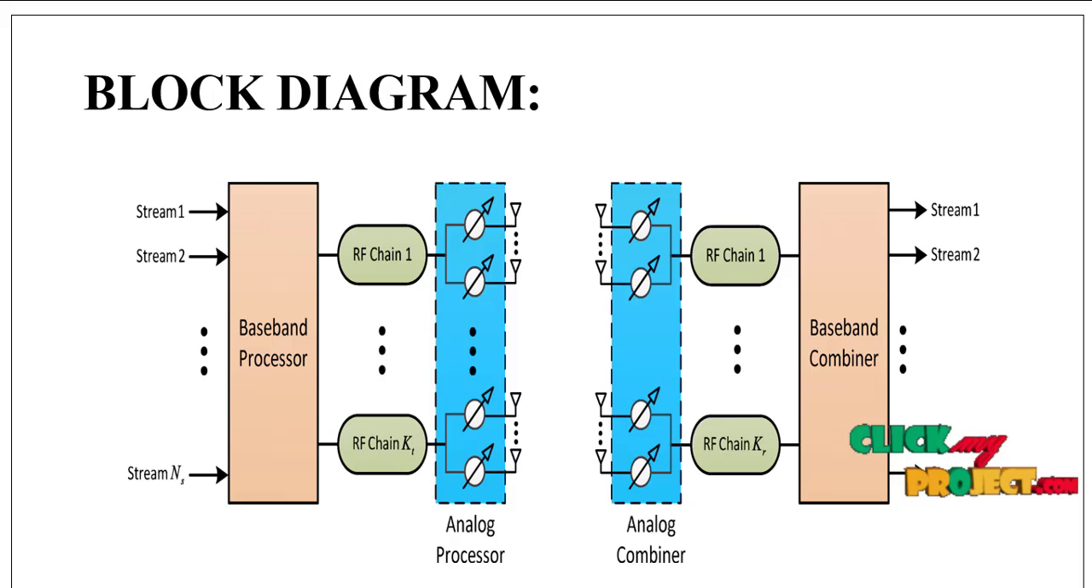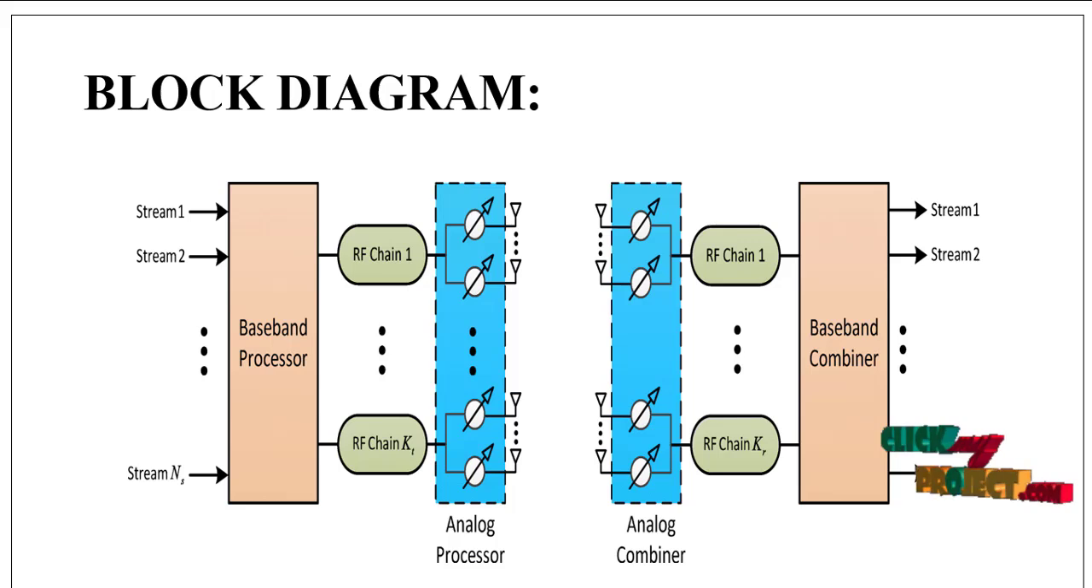And then RF chain means radio frequency. It separates the frequencies of the signal by using the bands from the first chain to the k-th chain. And then this is the analog processor. The analog processor is done for the analog segmentation. Here we use some antennas for the analog processor.